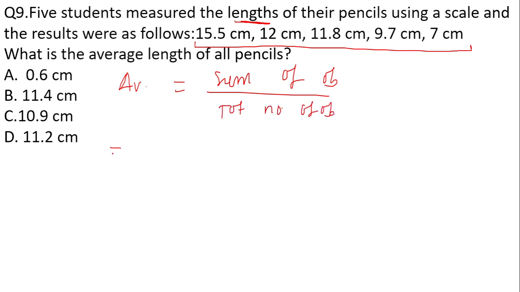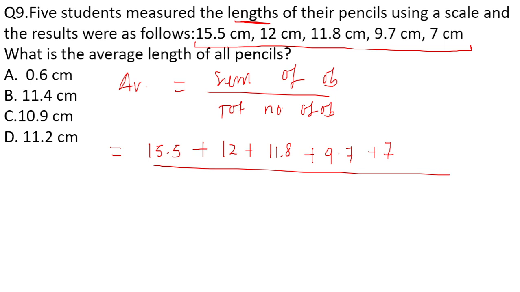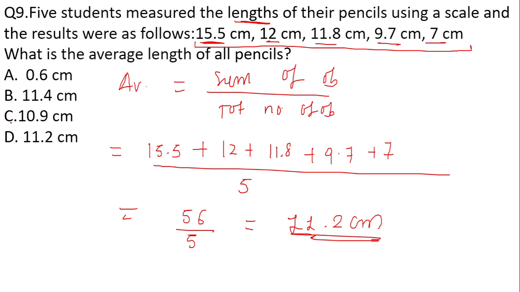So what are the observations over here? 15.5 centimeter plus 12 centimeter plus 11.8 centimeter plus 9.7 centimeter plus 7 centimeter, divided by how many observations are there? Means how many numbers are there? 1, 2, 3, 4, 5. Divided by 5. So the summation for all this is going to be 56.0, that is 56 upon 5 centimeter. So this will give me 11.2. Yes, am I right? Yes, 11.2 centimeter. Got it? So the correct answer for the given question is option number D.